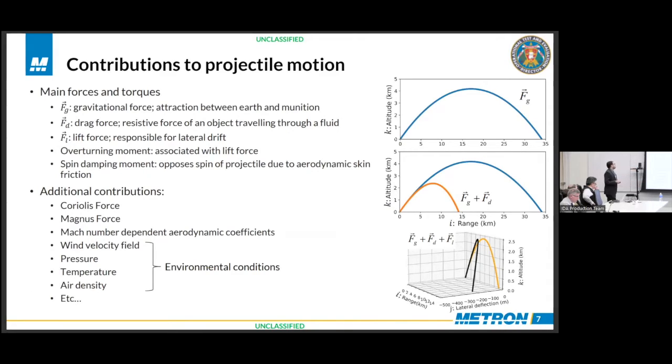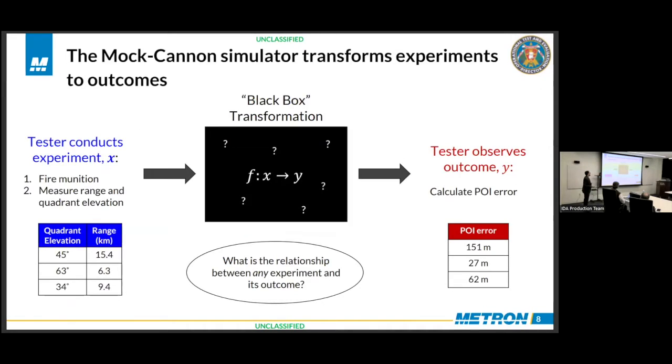lateral drift. In addition, there are some rotational kinematics as well, and there are some environmental conditions. But from the perspective of the tester, all these details are just abstracted away. From the tester's point of view, they'll fire ammunition and they'll measure range and quadrant elevation.